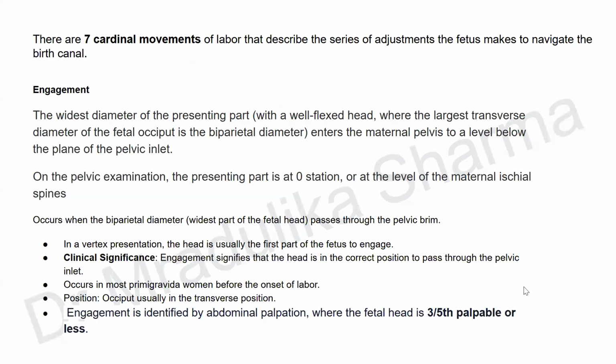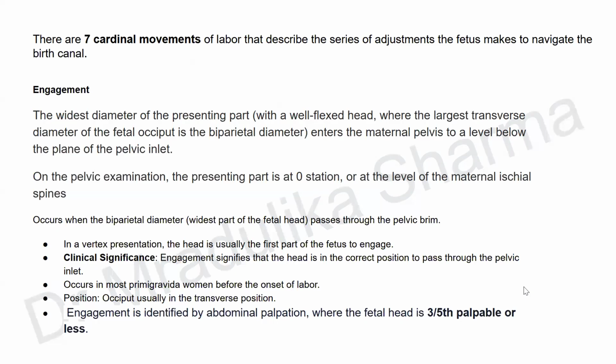In a vertex presentation, the head is usually the first part of the fetus to engage. And it signifies that the head is in the correct position to pass through the maternal pelvic inlet. It occurs in most primigravida women before the onset of labor. However, in the multigravida, it occurs with the onset of labor.